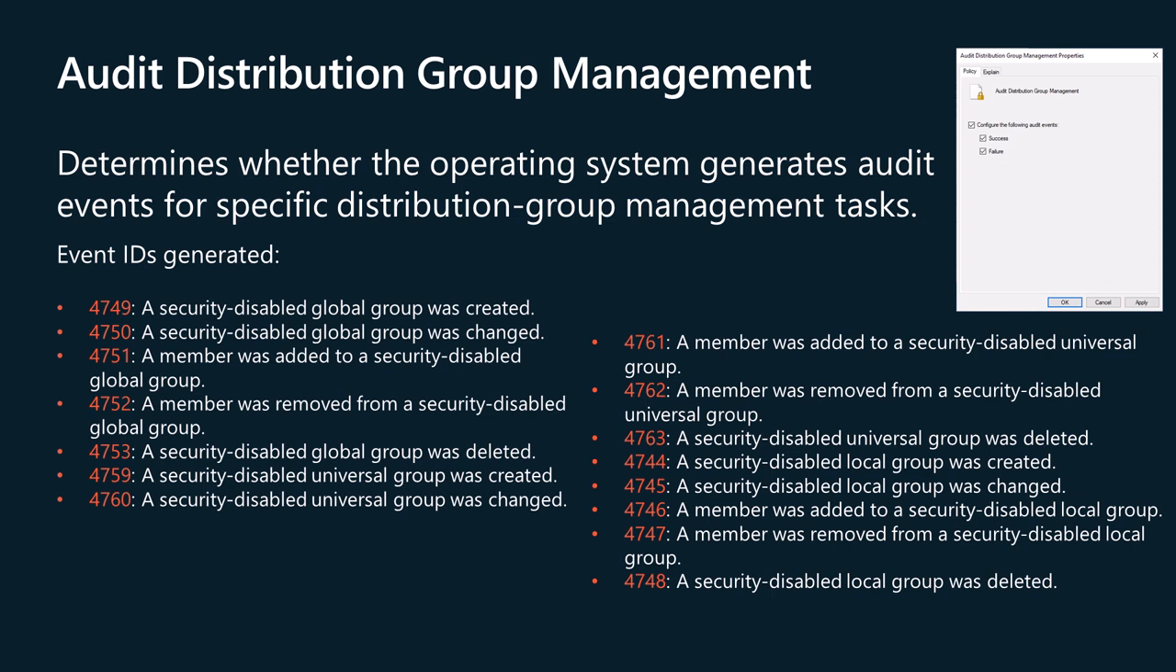4744, a security disabled local group was created. 4745, a security disabled local group was changed. 4746, a member was added to a security disabled local group. 4747, a member was removed from a security disabled local group. 4748, a security disabled local group was deleted.